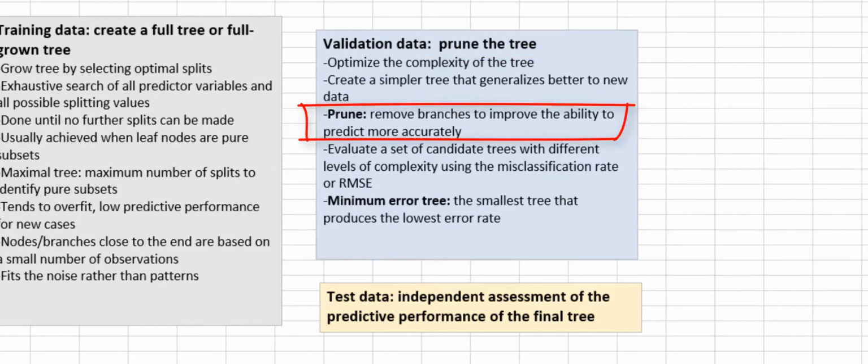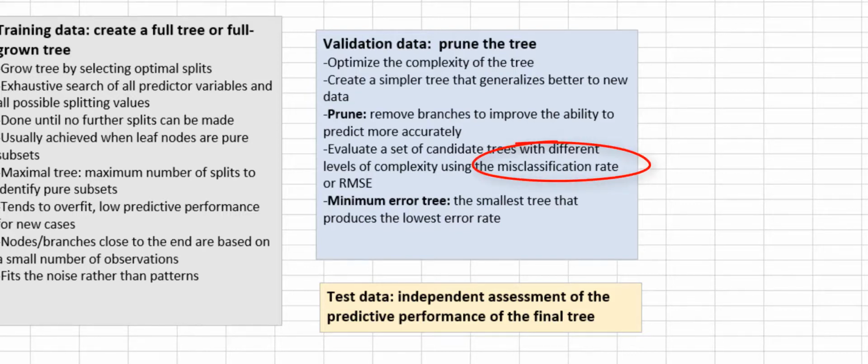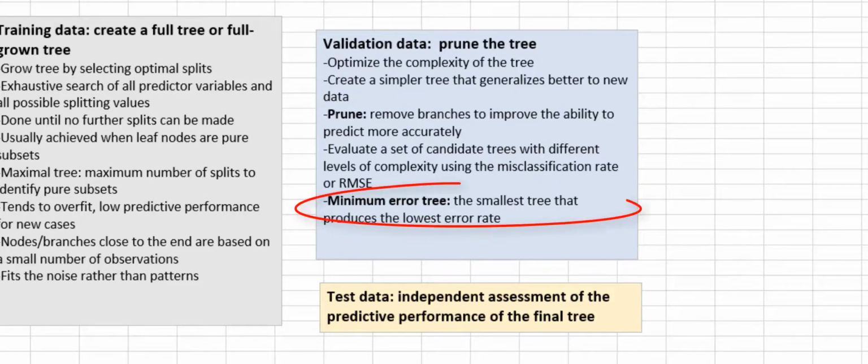Pruning is the process of removing branches of the decision tree to improve its ability to predict new cases more accurately. The pruning process results in a set of candidate decision trees with different levels of complexity. Then we are going to use performance measures such as misclassification rate for the classification tree or the root mean square error RMSE for the regression tree, and then compare to identify the tree that produces the lowest error rate, called minimum error tree. The minimum error tree is the smallest, least complex tree that produces the smallest classification or prediction error on the validation dataset among all the candidate trees.